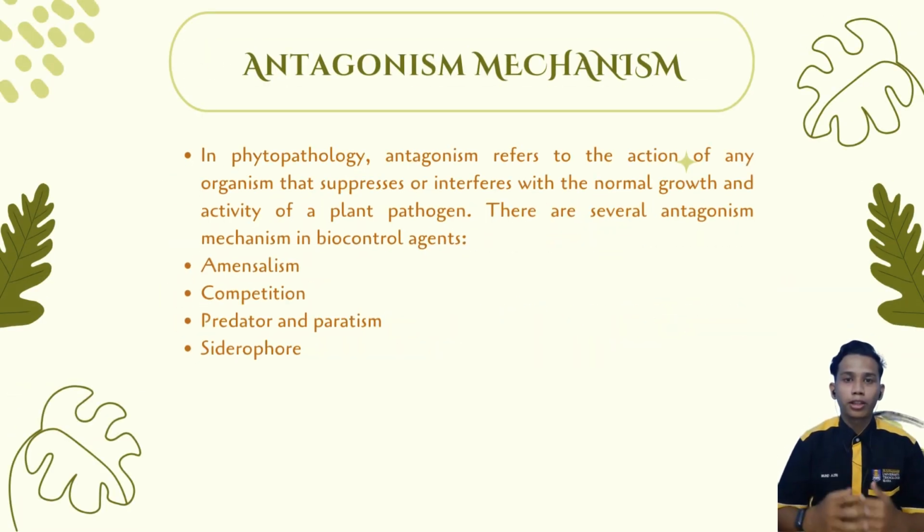Next, we move to the antagonism mechanism. In phytopathology, antagonism refers to the action of any organism that suppresses or interferes with the normal growth and activity of a plant pathogen, such as the main parts of bacteria or fungi. These organisms can be used for pest control and are referred to as biological control agents. There are several antagonism mechanisms in biocontrol agents. Firstly, commensalism, competition, predation and parasitism, and lastly siderophores.